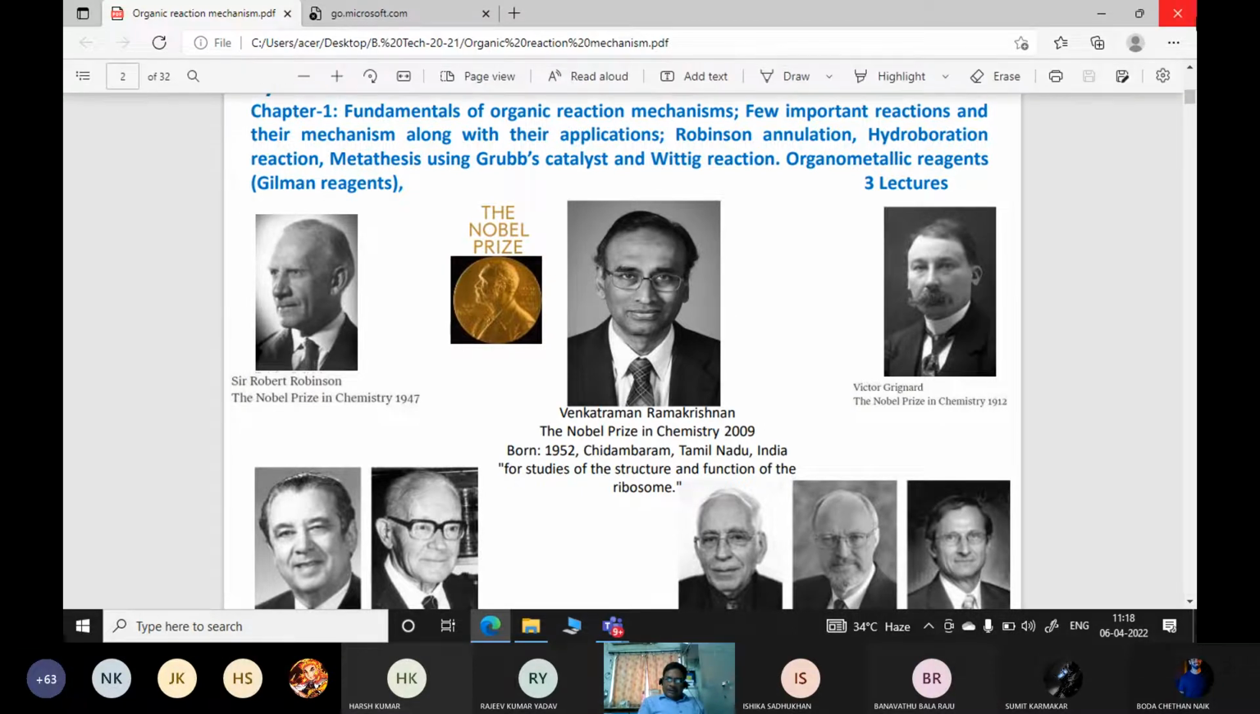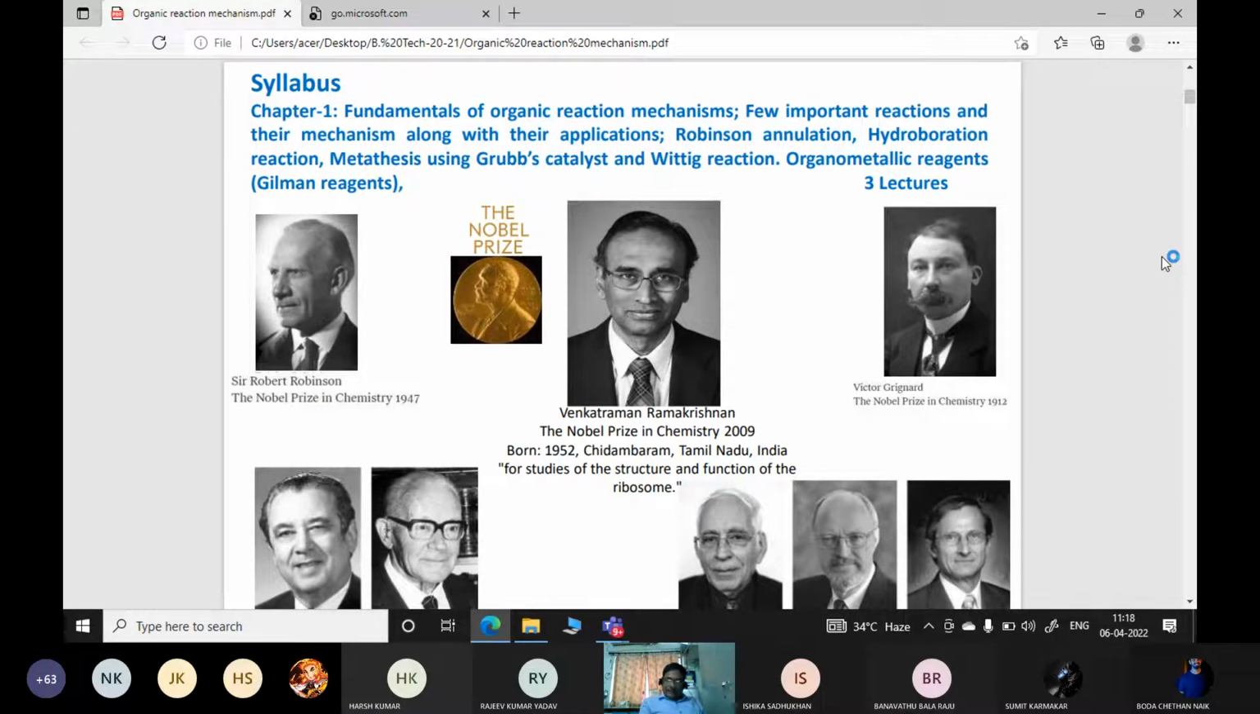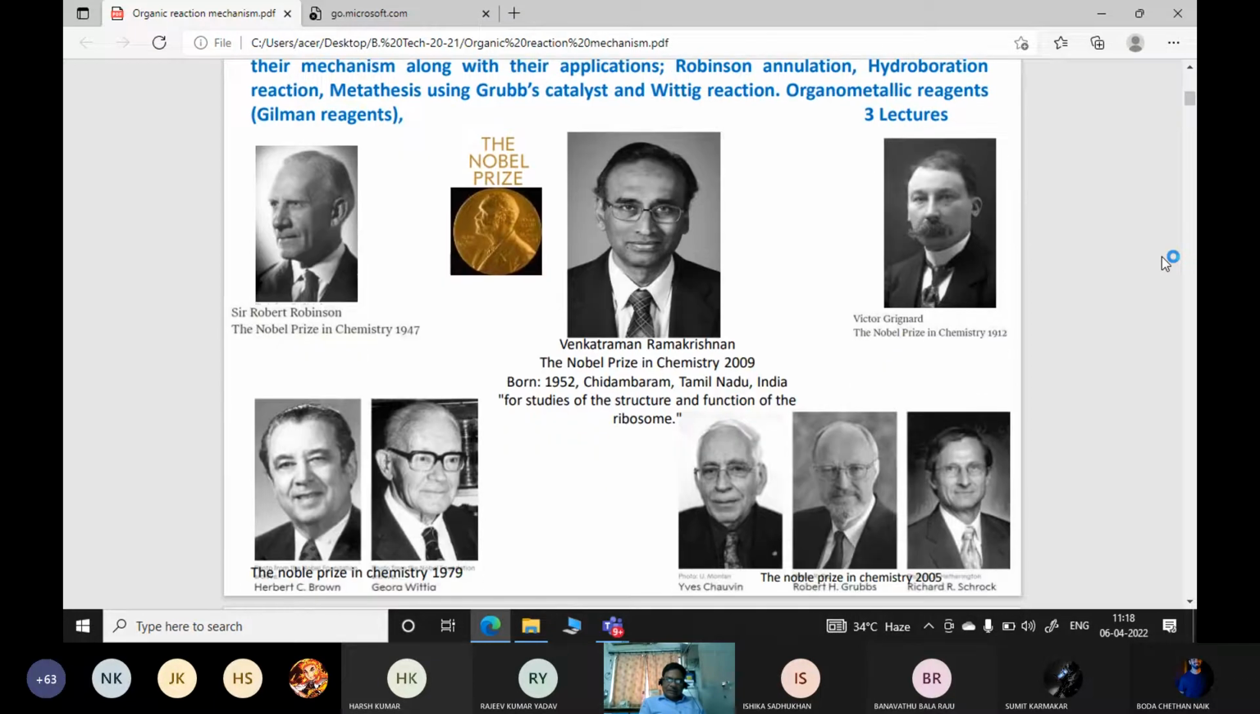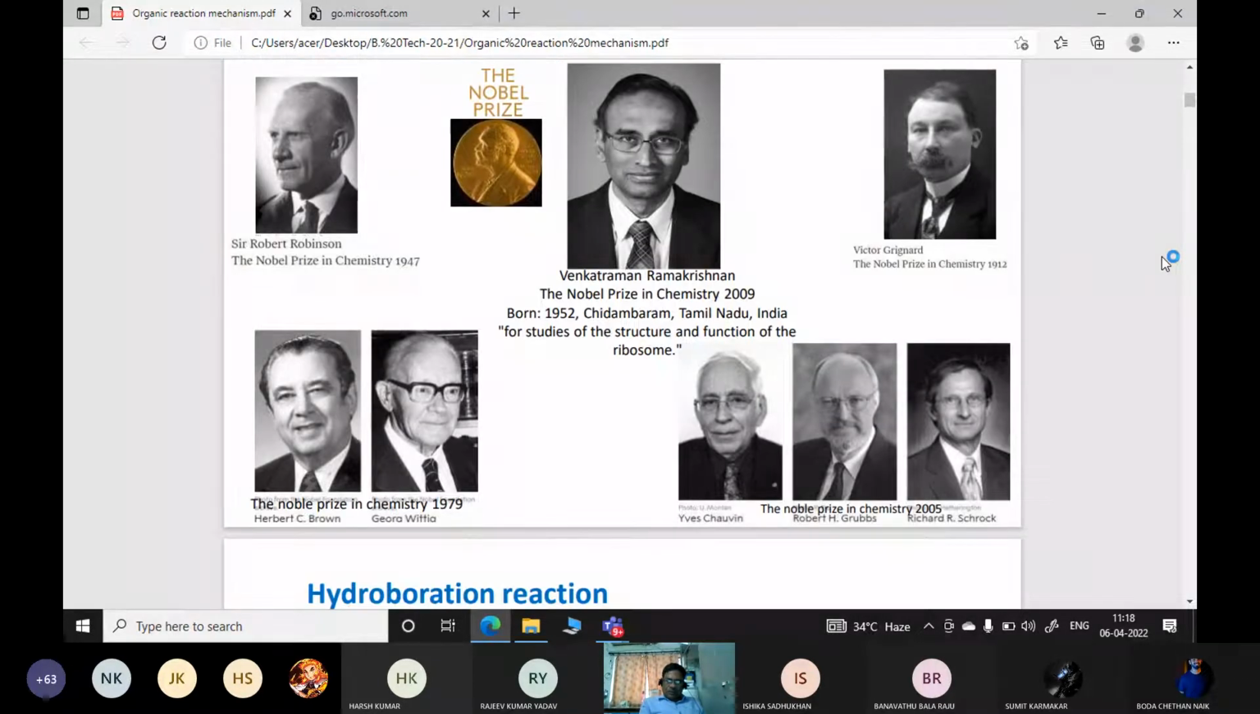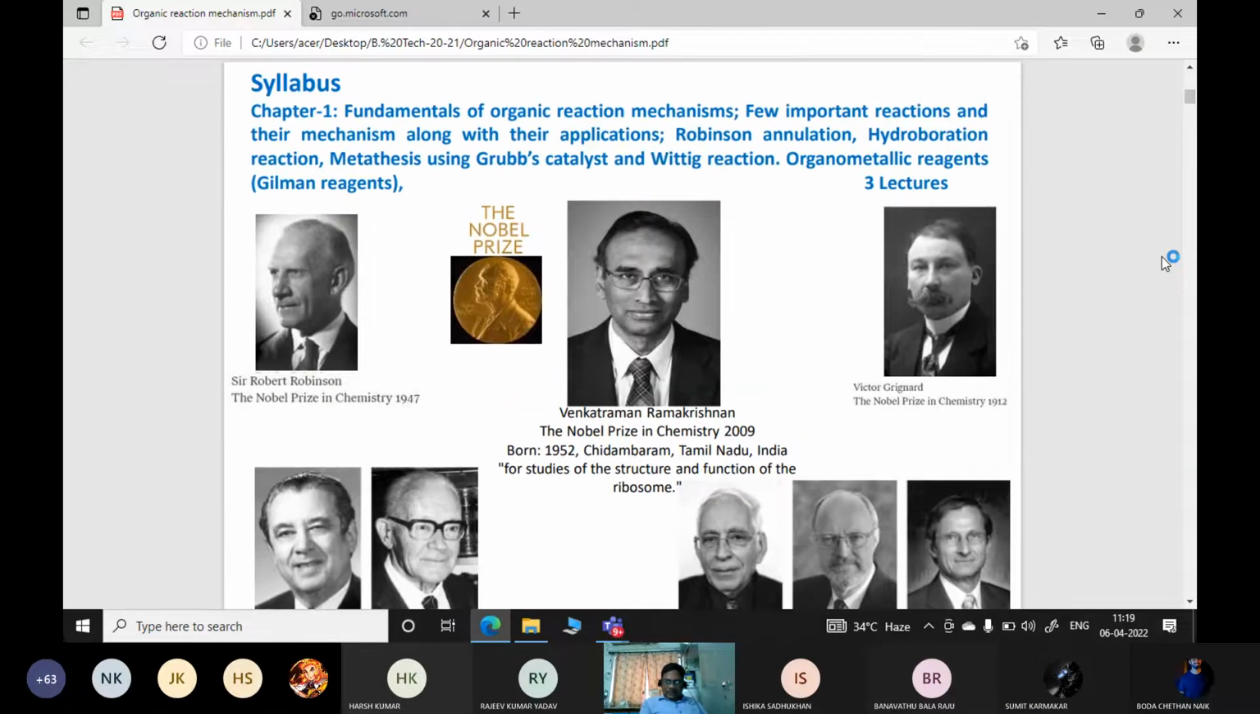Now you can ask me, sir, you are starting this chapter with the syllabus as well as some photos of some chemists. Why? Yes, the question is very relevant, because all these scientists contributed to science as well as chemistry through their fundamental work, and for that work they were awarded the Nobel Prize. They set their milestones in the development of organic chemistry. So accordingly, we have presented them.